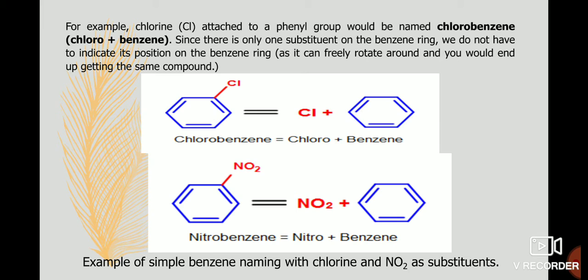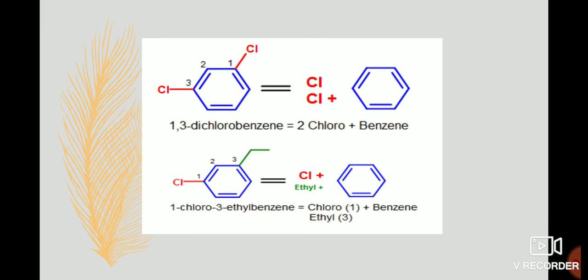Since there is only one substituent on the benzene ring, we do not have to indicate its position on the benzene ring, as it can freely rotate around and you would end up giving the same compound. So it can be written attached to any position on the benzene ring. Similarly, nitrobenzene. This is NO2 and benzene. So these are the examples of simple benzene naming with chlorine and nitro as substituents.